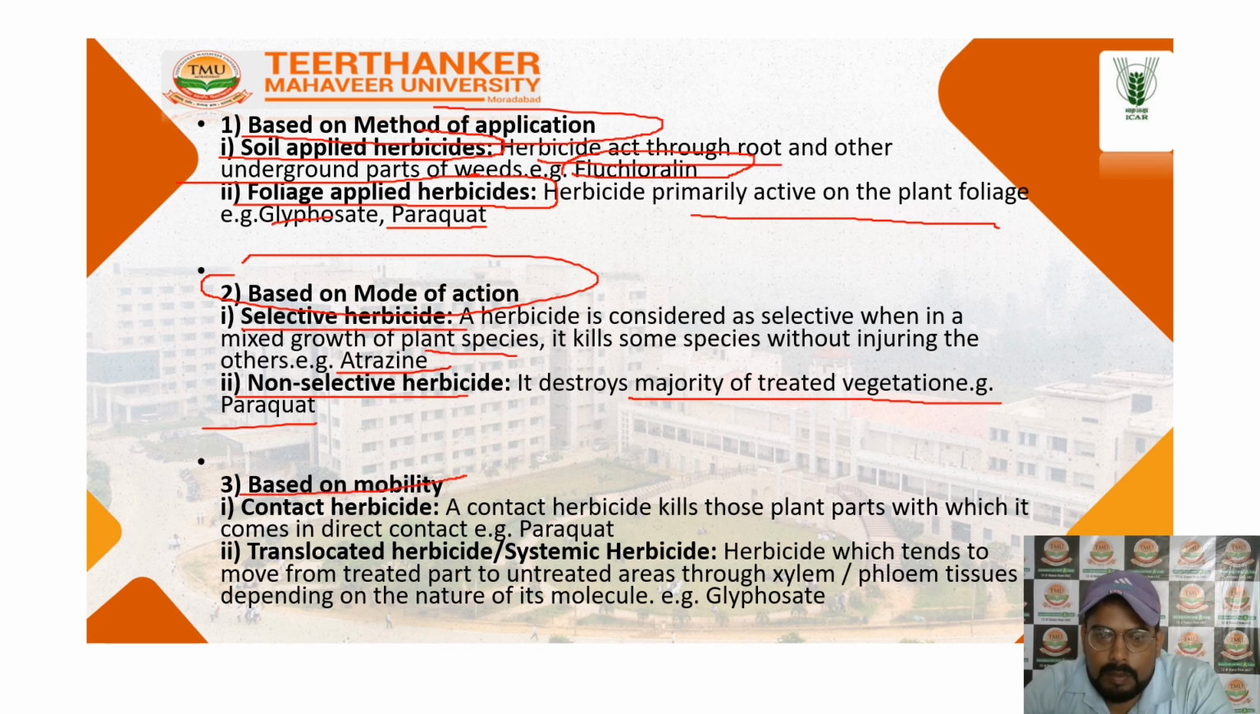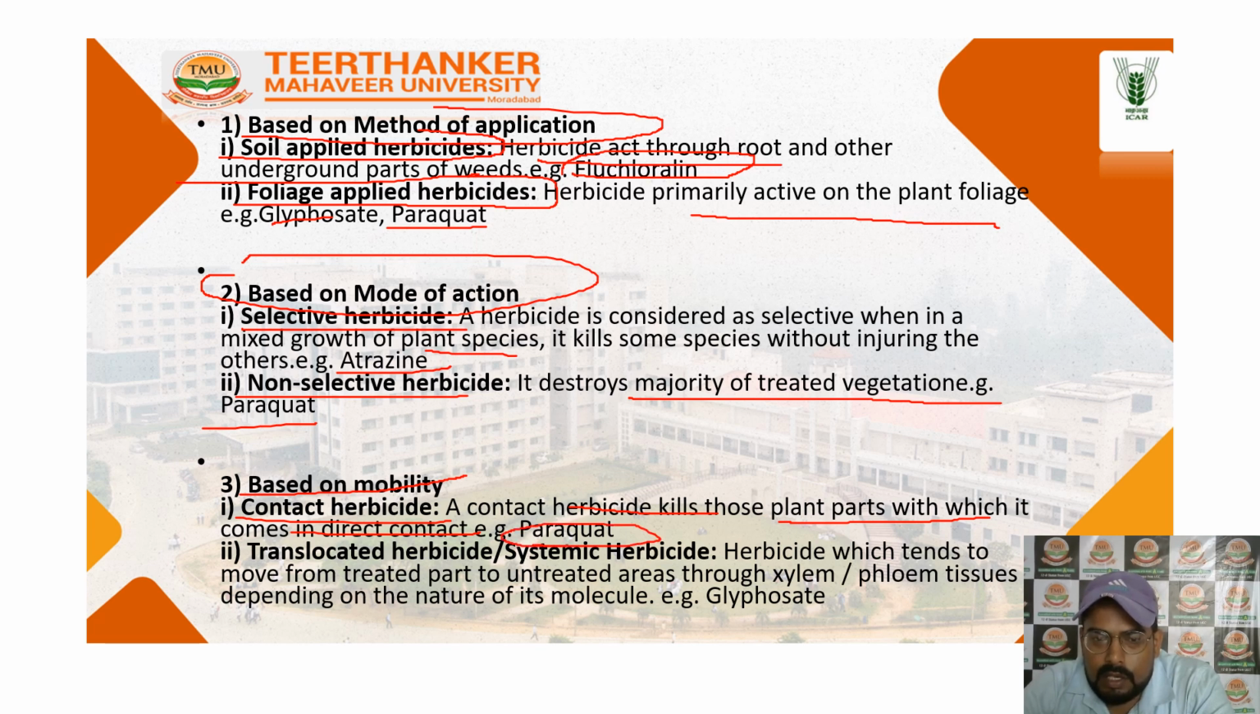So the next is the classification based on mobility. These classifications are contact herbicides and translocated or systemic herbicides. The contact herbicides kill those plant parts which come into direct contact, like paraquat. Paraquat is in the direct contact herbicide category.